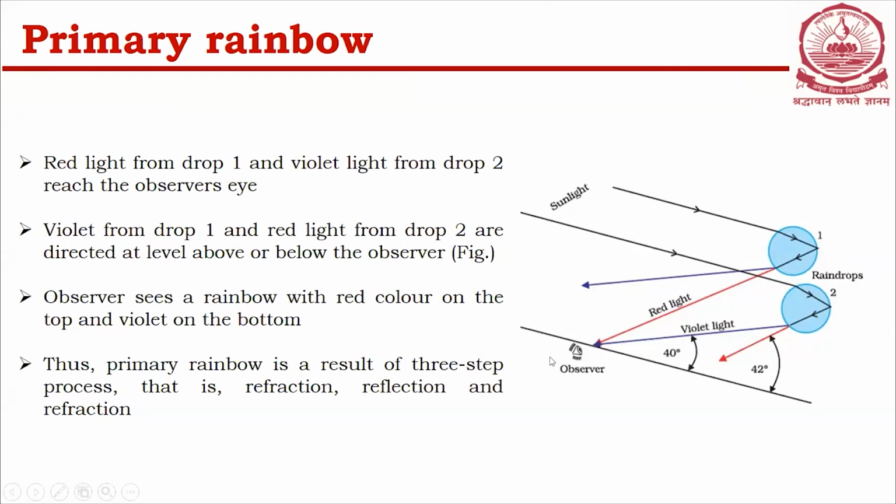Here again, the primary rainbow is the result of a three-step process: refraction, reflection, and what is the other one? Scattering. Okay, it is not refraction again, it is scattering.